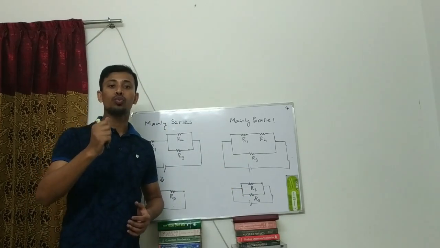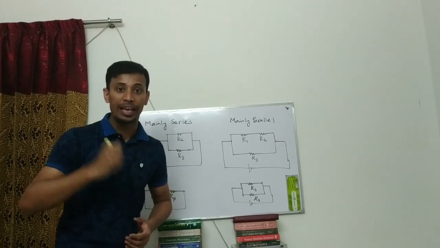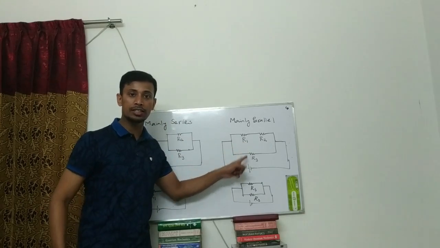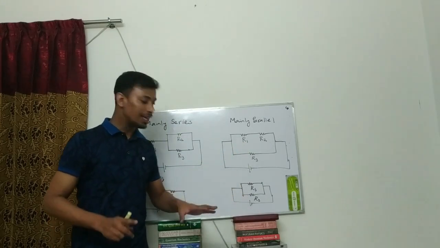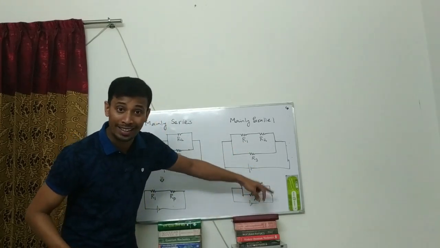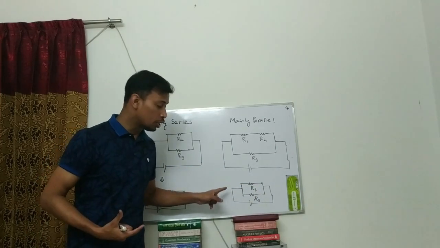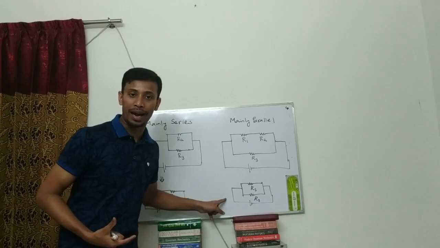So what will you do at the end? Finally you will go for parallel combination. Initially series and finally parallel. So finally our circuit will look like this. Look at this circuit. What type does it look like? It looks like a simple parallel.